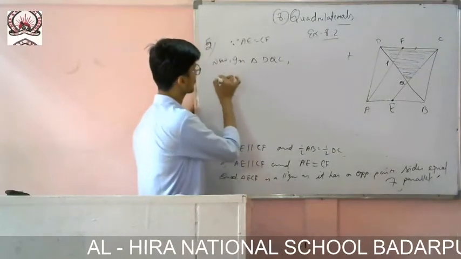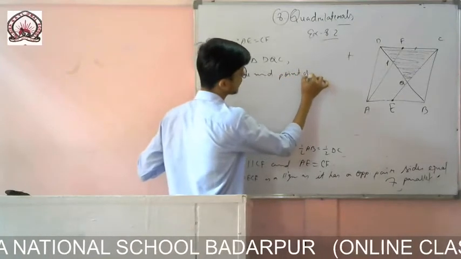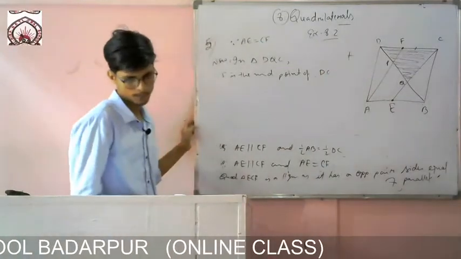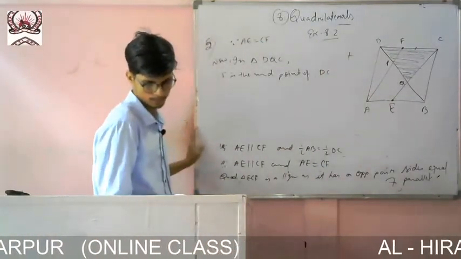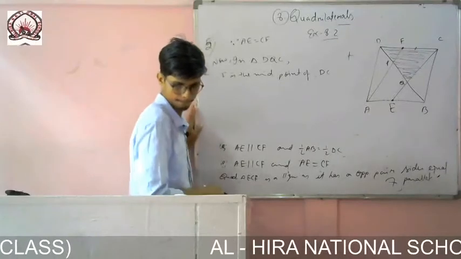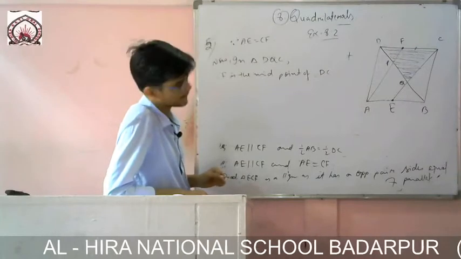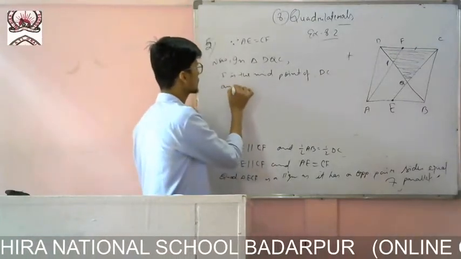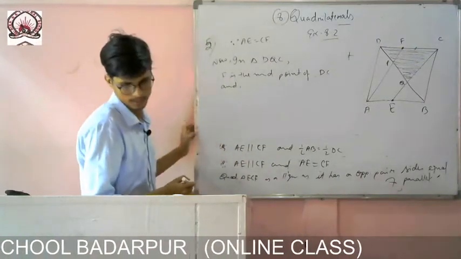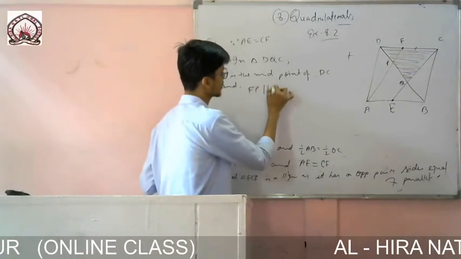So since F is the midpoint of DC, okay. If F is the midpoint of DC and this FP is parallel to QC, FP is parallel to CQ.